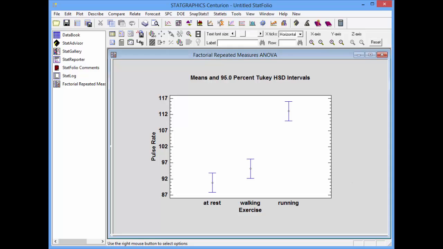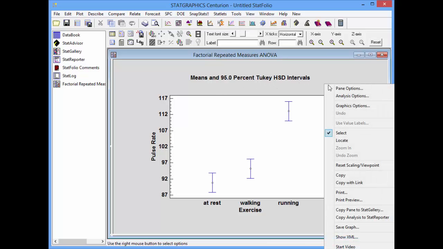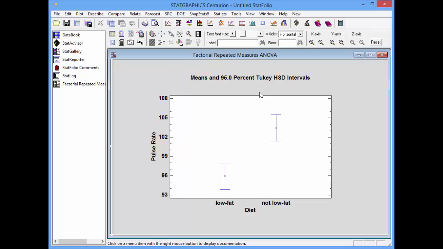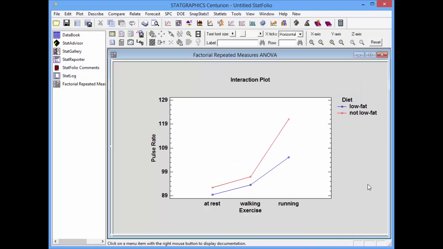I can also change the factor that's plotted along the x-axis by pushing the right mouse button, going to Pane Options, and selecting Diet instead of Exercise. Again, you see there's no overlap between the intervals for low-fat diet and not low-fat diet, indicating a statistically significant difference between those two means. Since the analysis of variance table also indicated that there were significant interactions, I should examine the interaction plot in addition to the means plot. This interaction plot shows the mean pulse rate for all individuals in my experiment, classified both by exercise and by diet.